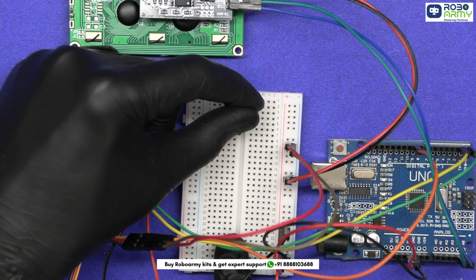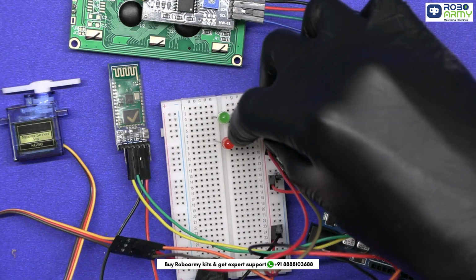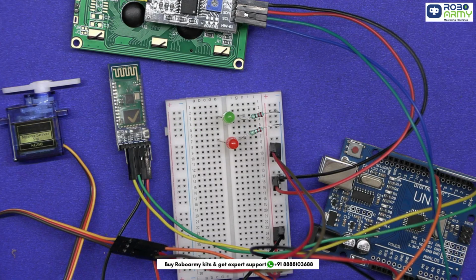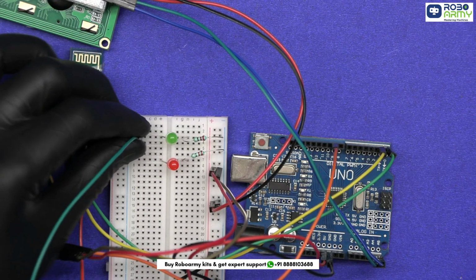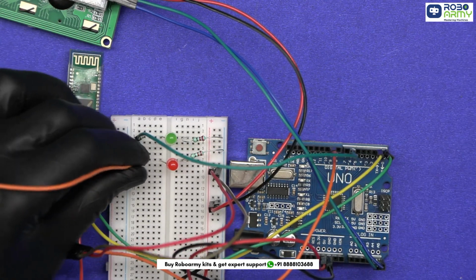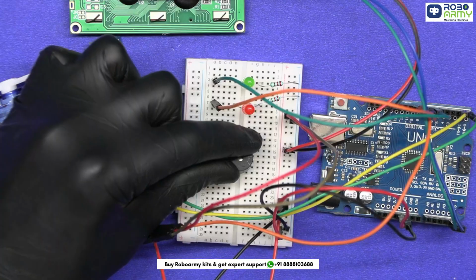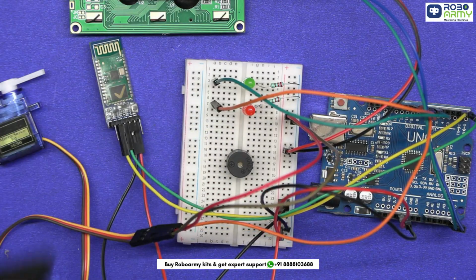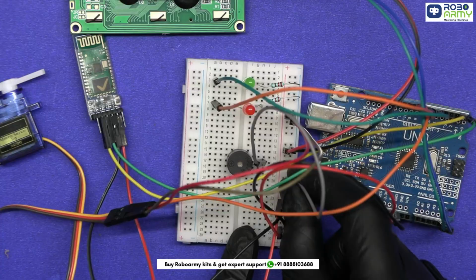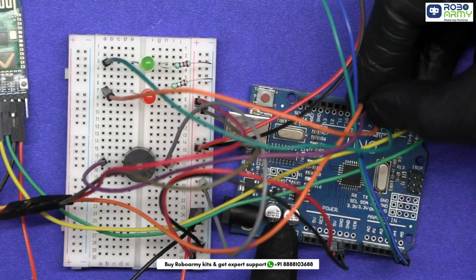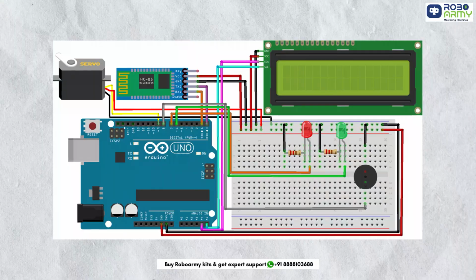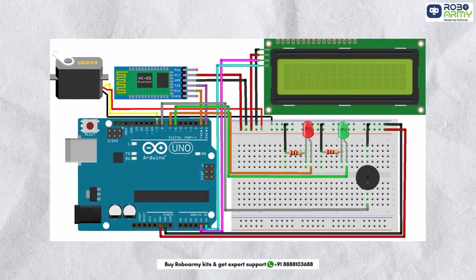Place the LEDs on the breadboard, ensuring the longer leg, that is anode, on one side and the shorter leg, that is cathode, to the ground rail on the breadboard via 220 ohm resistors. Connect the anode of the green LED to pin 6 and anode of the red LED to pin 7. Insert the buzzer on the breadboard like this. Connect its negative pin to the GND rail on the breadboard and connect the positive pin to digital pin 8 on the Arduino. Make sure to double check your connections with the circuit diagram.